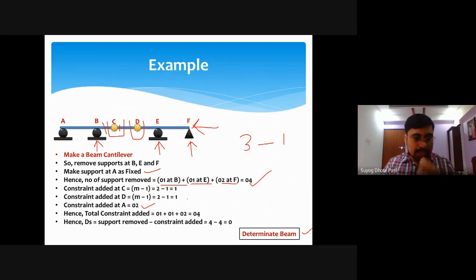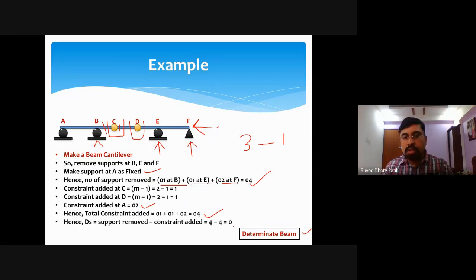So the summation of all these, 1 plus 1 plus 2, is total 4. So total constant added is 4. Hence DS is equal to support removed, which are 4 in number, minus constant added, which are 4 in number. So 4 minus 4 is 0. So that's why it is a determinate beam.